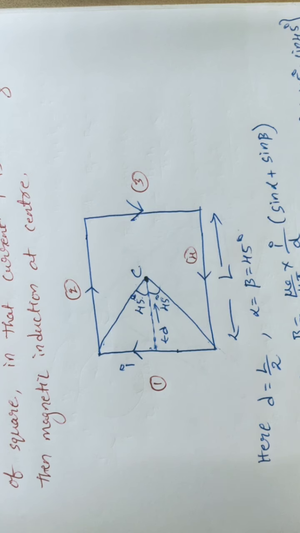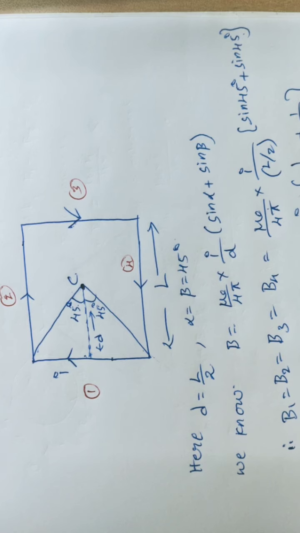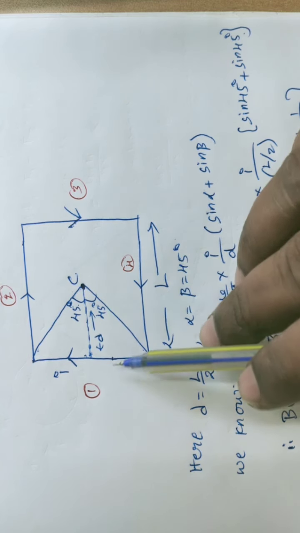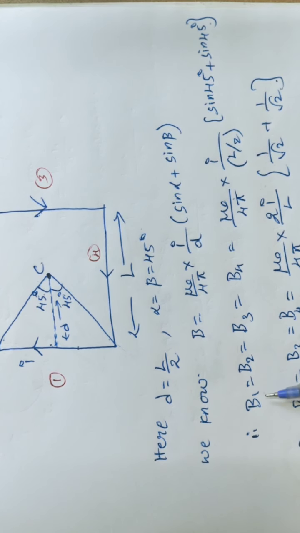45 degrees only. Just to recall, in previous classes, for the straight current carrying conductor we represented one formula: B is equal to mu naught by 4 pi into I divided by D into sin alpha plus sin beta. Is it clear, students? Here all are equivalent, so B1 is equal to B2 is equal to B3 is equal to B4.